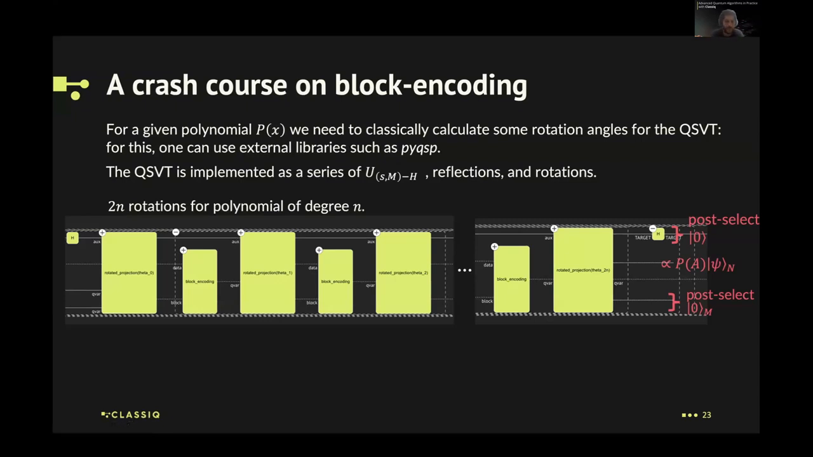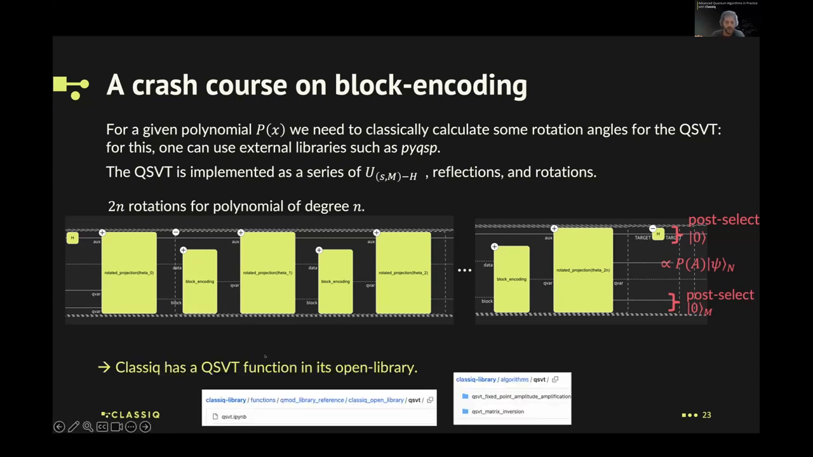is a series of applying your block encoding and rotated reflections. So it is block encoding, rotated reflection, block encoding, rotated reflection, etc. And the rotation angles of the reflections are the angles that you calculated from the beginning. So essentially, you have n rotations if you want a polynomial of degree n.